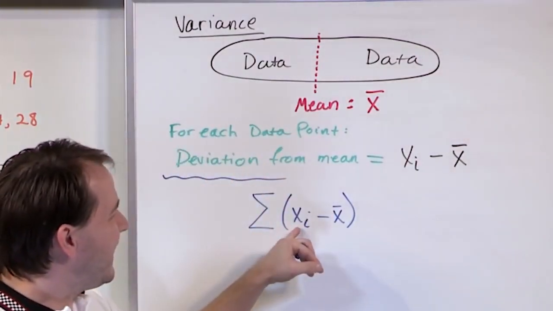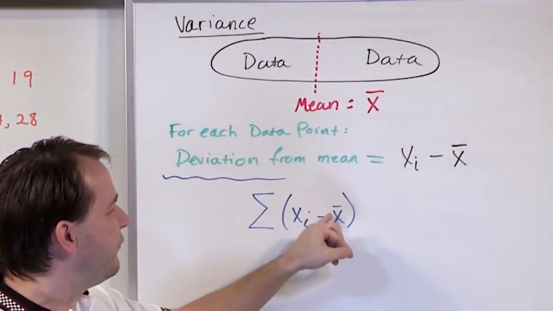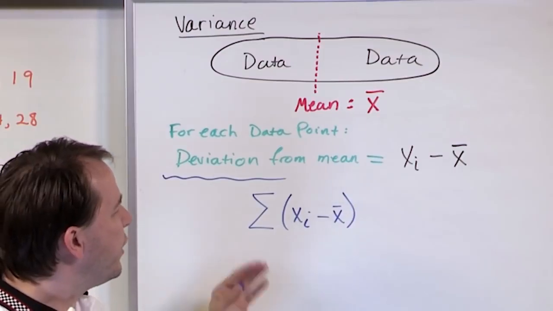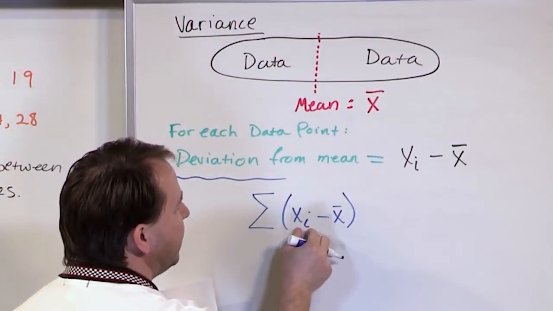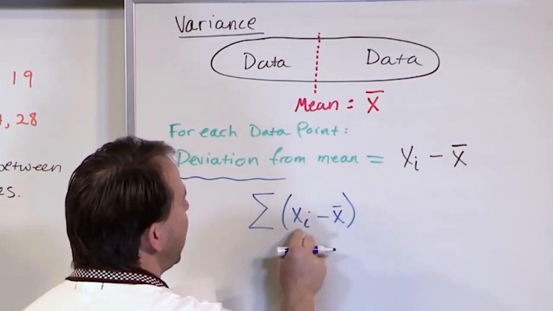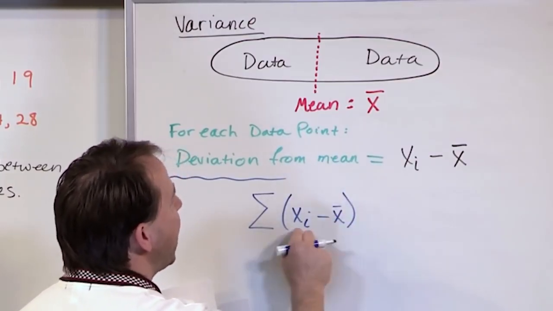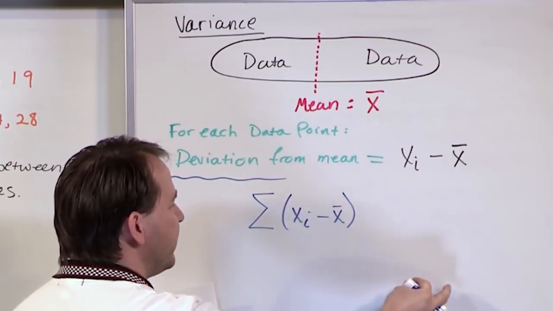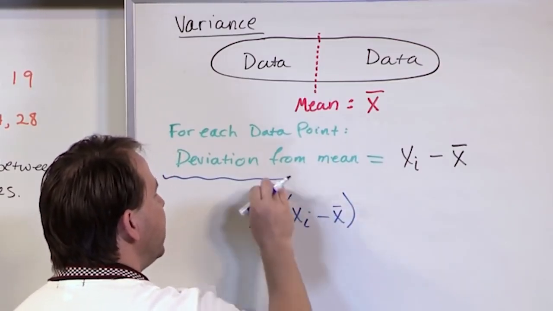So when you see something like x sub i minus the average value, or the mean, x bar, what you're doing is taking every data point, subtracting the mean, and getting that number, and you do it again and again for every single data point. You're subtracting from the mean. You get those differences and you add them up. That's what the sigma does over here.